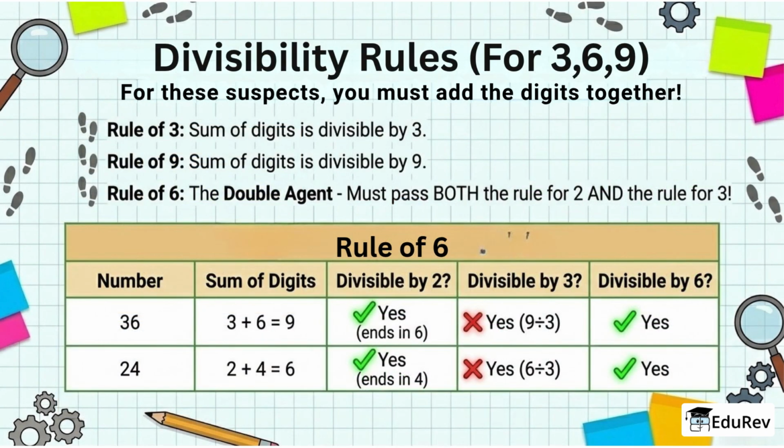For 3, 6 and 9, you have to do a little math and add the digits together. Rule of 3. The sum of the digits is divisible by 3. Rule of 9. The sum of the digits is divisible by 9. Rule of 6. This is the double agent. It must pass both the rule for 2 and the rule for 3. For example, look at 36. The sum of the digits is 3 plus 6 equals 9. It is divisible by 2 because it ends in 6. And 9 is divisible by 3, so it passes the rule for 6.